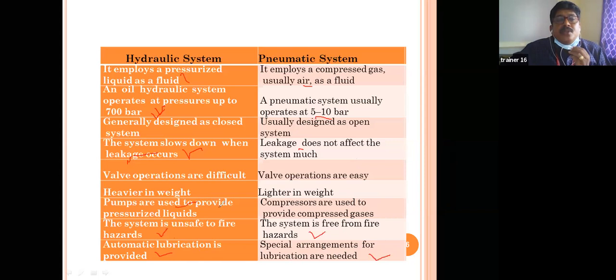And in these, pumps are used, and here the compressor is used, that means for pressurized liquid or pressurized air or pressurized gas. These valve operations are difficult, and these valve operations are very easy. Why? Because here the liquid, oil, is flowing. Sometimes the valve will not operate, depending upon the environmental conditions. If it is too cold, the valve will be stuck. So valve operations are difficult here, whereas in this case valve operations are easy, because air or gas is flowing. So that is the thing, right?